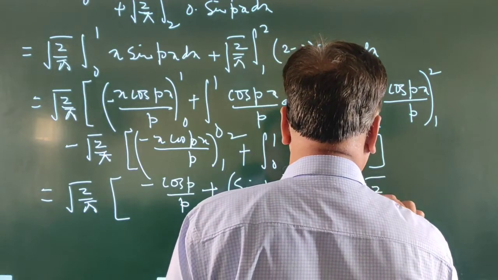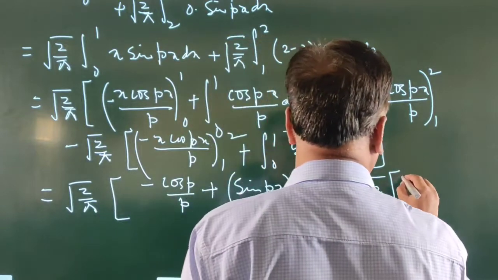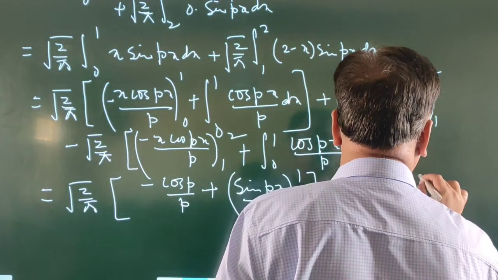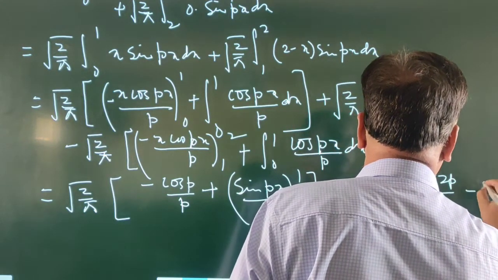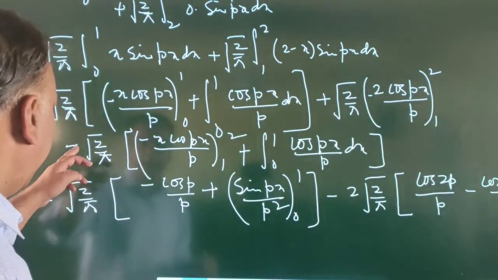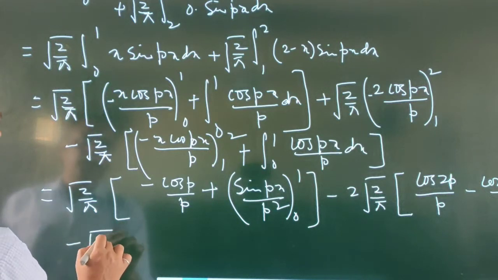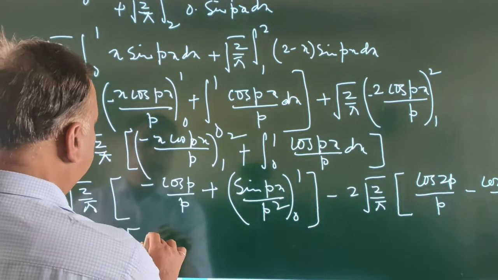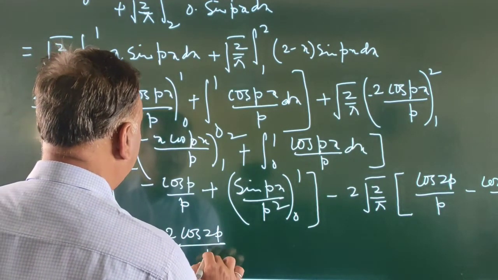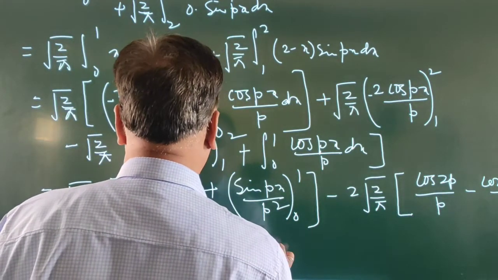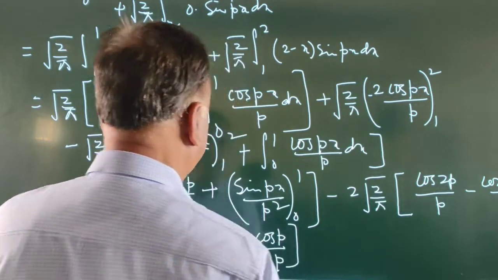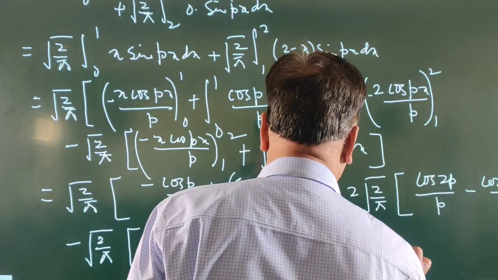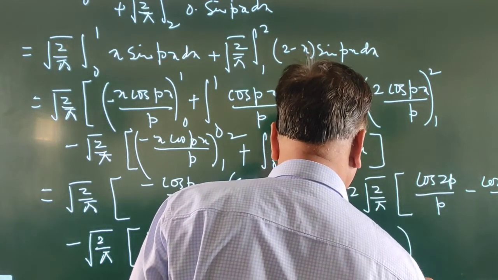Minus 2 root 2 upon pi. If we put the limit of this one, then we get minus 2, that is outside the integral. This is cos 2p upon p minus cos p upon p. And the integration of this one, if we put the values, then minus root 2 upon pi. If you put the values, then the values are minus 2 cos 2p upon p plus cos p upon p. And the integration of this one, 0 to 1 cos px upon p, is sin px upon p square, and the limits are from 1 to 2.